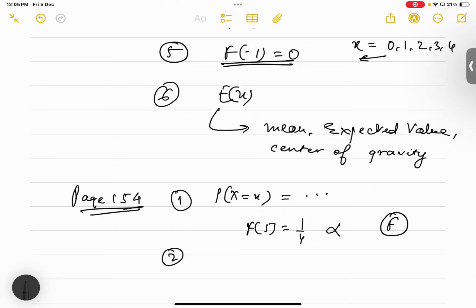Second one. F of -3. X is equal to -2, -1, 0, 1, 2, right? So for x equal to -3, what will the CDF be? 0. Which is true. Correct, no?